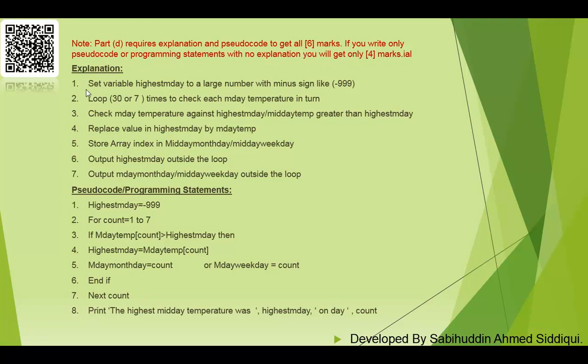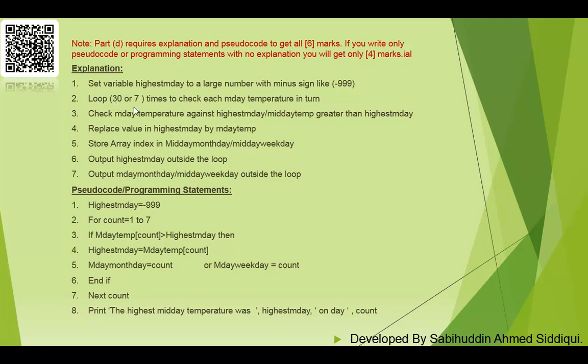Now the explanation will include that you set the variable highest midday to a large negative number, like minus 999. As you know, we keep these variables in the program just to find the maximum. If a value outside the range is received, then according to your validation or restrictions, the program will prompt the user again to normalize the situation.